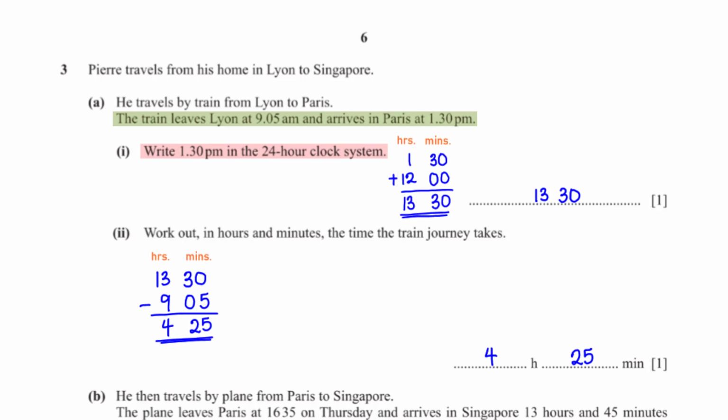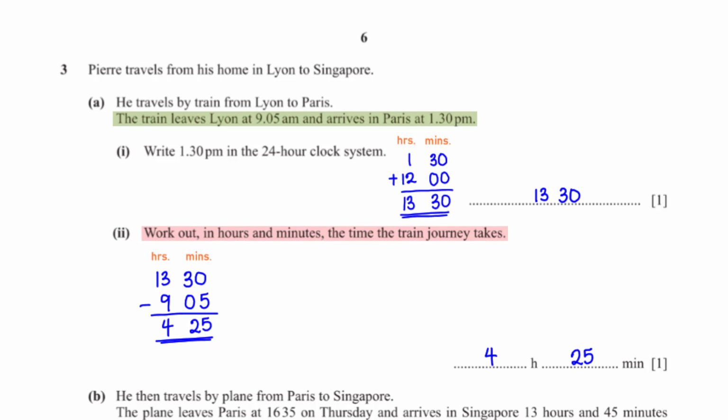1:30 a.m. is 1:30 on the 24-hour clock. However, to get the equivalent of 1:30 p.m. on the 24-hour clock, we need to add 12 hours to 1:30. This gives us 13:30.